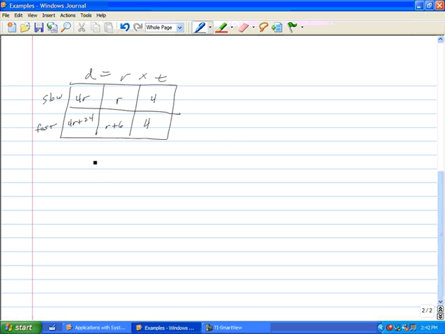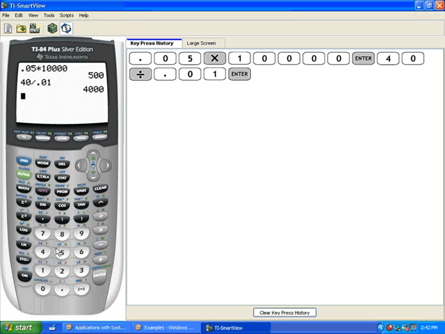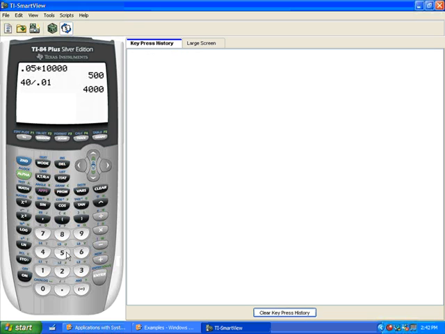Since they're heading towards each other, we're going to take their two distances, add them together, and set it equal to the 560 miles that they're going to travel. 4R and 4R is an 8R, plus 24. We're going to take 560, subtract off the 24, that's 536.